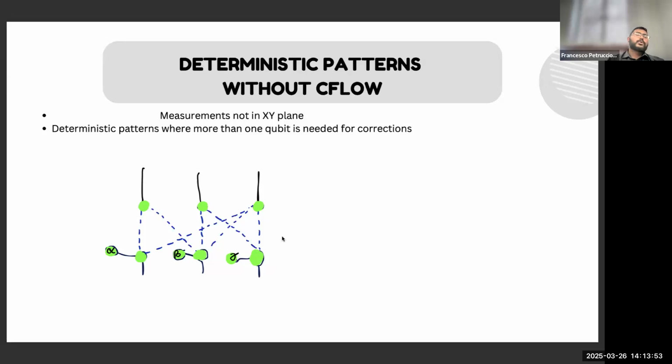As an example of this, we have this pattern on the slide here, where we have 3 measurements, alpha, beta, and gamma. I'm not going to go through the complete explanation. Suffice to say that no matter what order we choose, for the first 2 measurements you can always correct using one qubit, but for the last one, it's impossible to correct using just 1 qubit. However, it's still deterministic, and I'm not going to explain fully why, but towards the end of this lecture, we'll see it's deterministic and extract a circuit from this exact pattern.